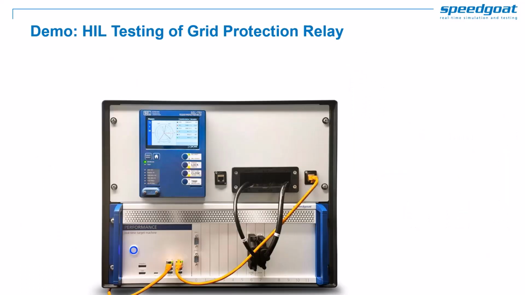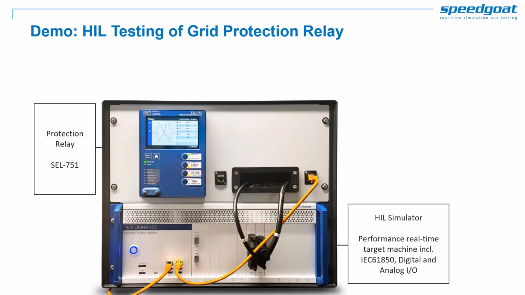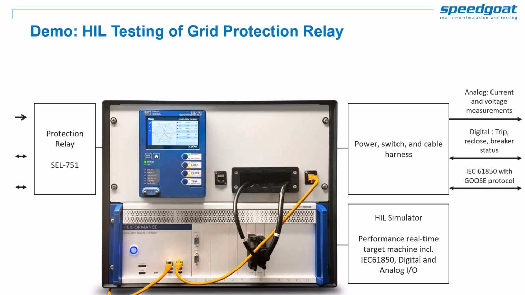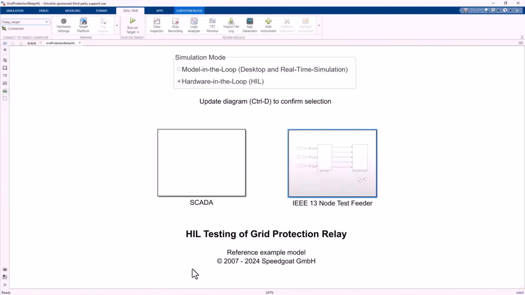We are using a smaller scale demo test setup, which integrates a commercial off-the-shelf feeder protection relay, the SEL 751, a Performance real-time target machine equipped with an Ethernet-based IEC 61850 interface, and analog and digital IOs. IOs and power are routed to the protection relay through a dedicated harness inside the cabinet. Let's now switch to Simulink and check our HIL system model.